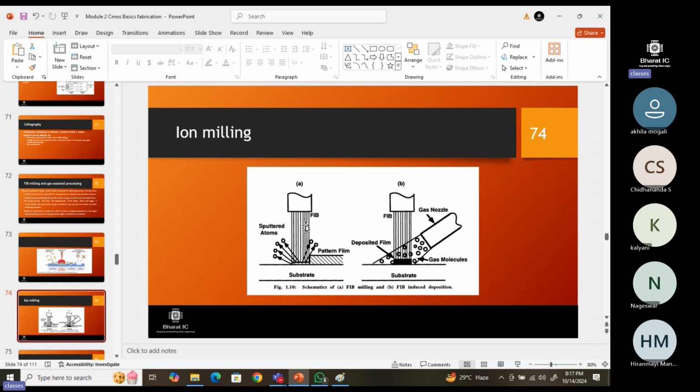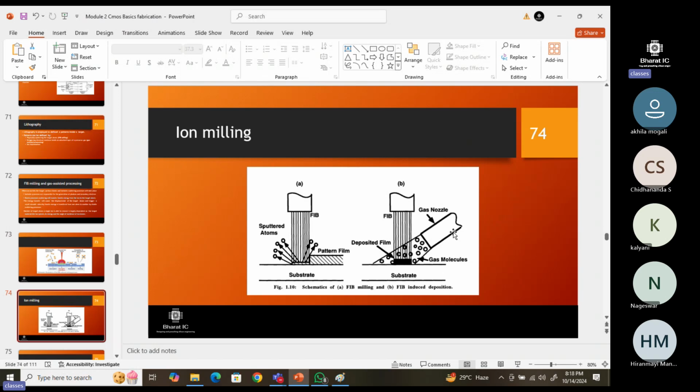The ion beam is falling on the pattern film, whatever that mask is, it is called the pattern film here. When the ion is falling, the atoms are getting scattered, moving in this side and that side. And this is the gas nozzle on the deposited film.